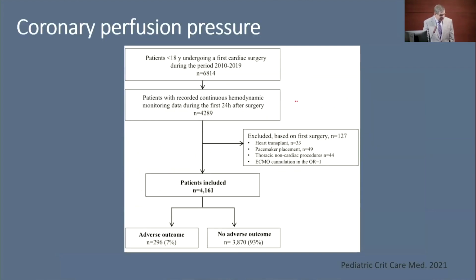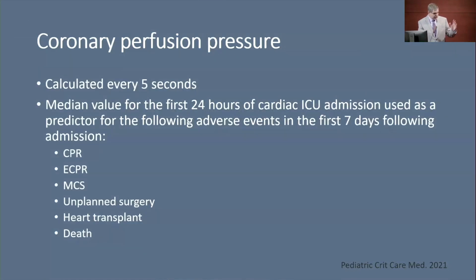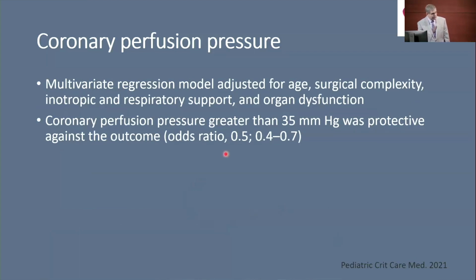I found a very nice study that was done in Boston that looked at about 4,000 patients, those that were post-cardiopulmonary bypass, those were children, and about 300 of them had complications. They used the T3 for that as well and calculated the coronary perfusion pressure every 5 seconds, then looked at those adverse outcomes: CPR, ECPR, ventricular assist devices, unplanned surgery, heart transplant, and death. And they found that coronary perfusion pressure greater than 35 millimeters of mercury was protective against the outcomes.